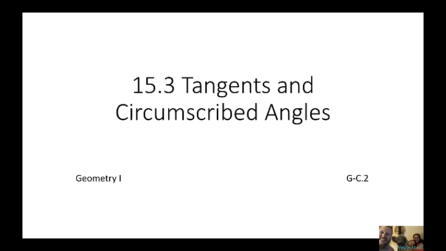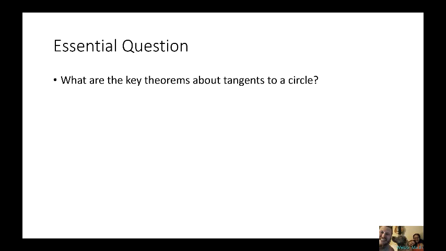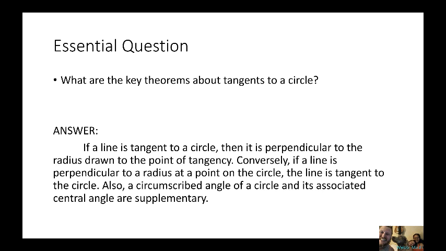15.3, tangents and circumscribed angles, geometry. The essential question: what are the key theorems about tangents to a circle? And you've heard of tangents before, so now we're applying tangents with geometry and with theorems, and it'll get a little bit more theorem-based with the homework, but there's still some application of finding angles, just like in 15.1 and 15.2 for finding angles. So here's the answer, and I know what you're thinking.